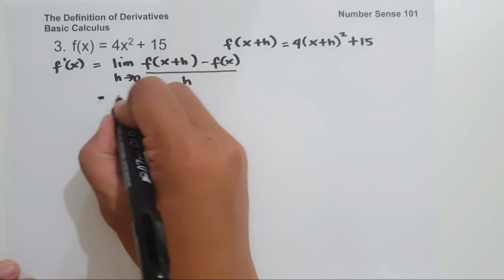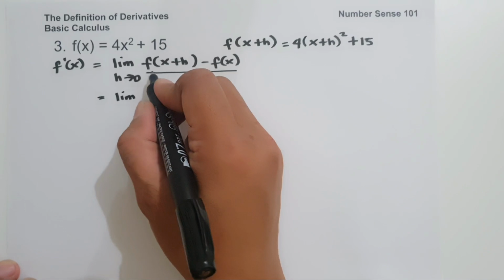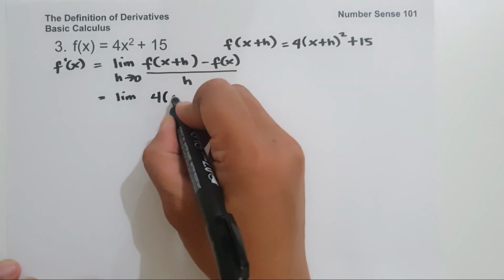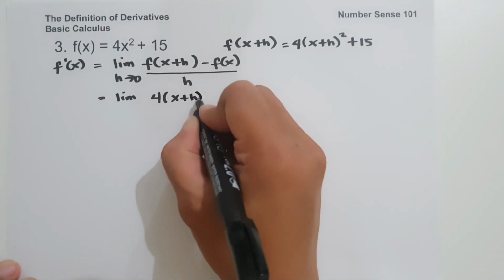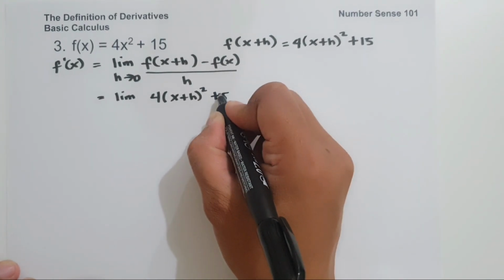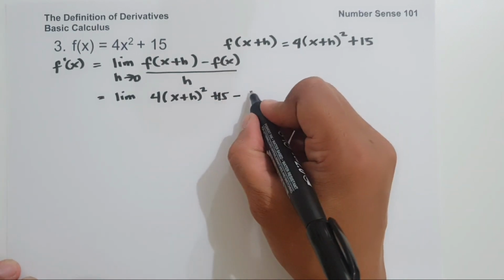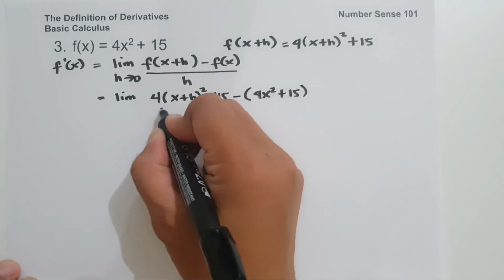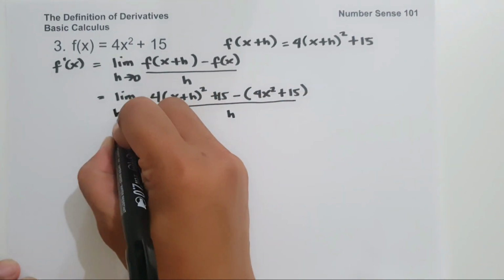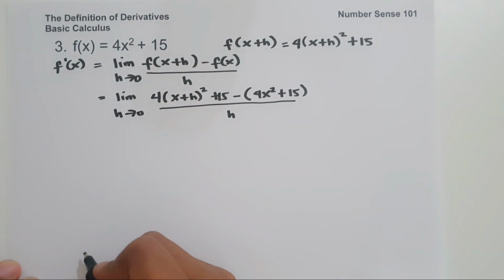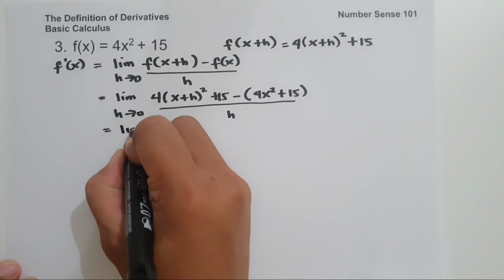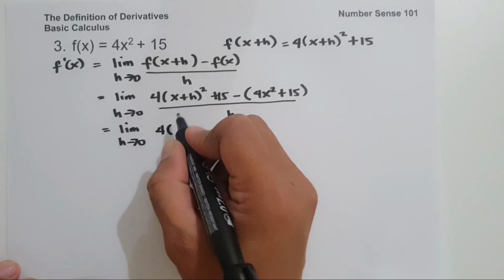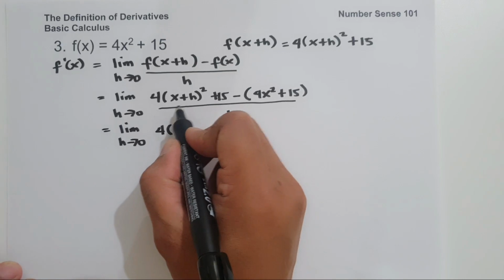So let us have now limit of f of x plus h, that is 4 times quantity x plus h squared plus 15, minus f of x, that is quantity 4x squared plus 15, all over h as h approaches 0. Let us simplify first the expression inside the parentheses.